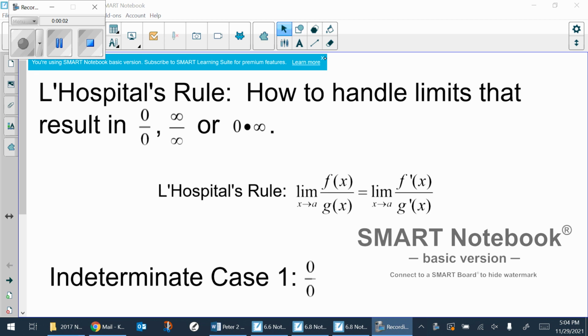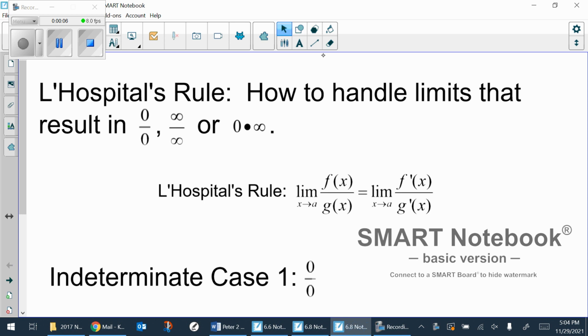The final section of Chapter 6 is L'Hospital's Rule. L'Hospital's Rule is a way to handle limits where, when we plug in the number we are approaching, we end up with 0 over 0, infinity over infinity, or 0 times infinity. And these are called indeterminate cases.